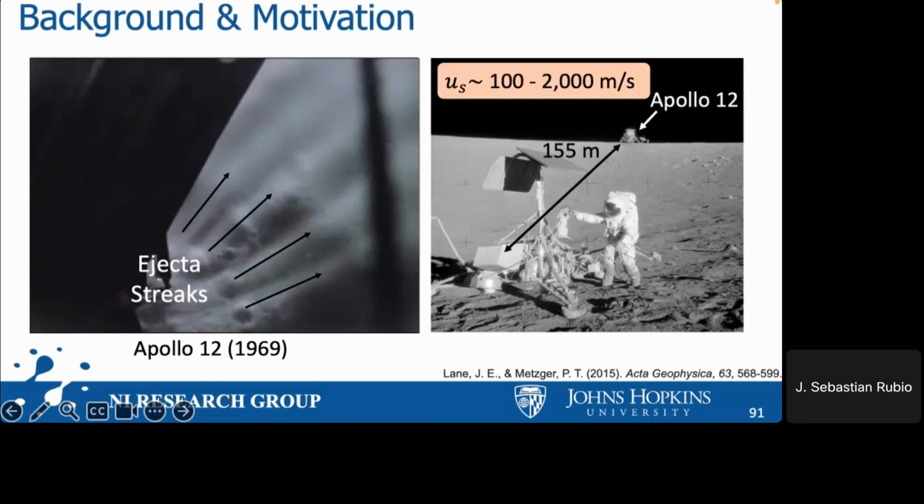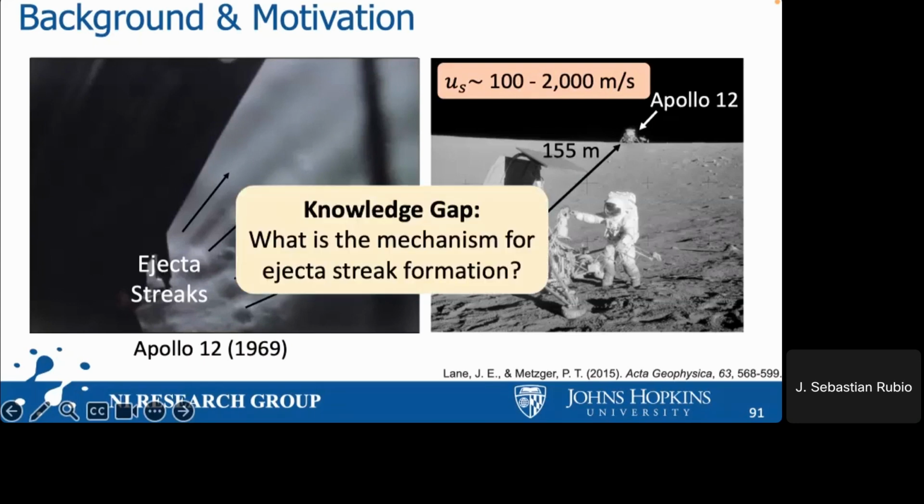So next, please. Clearly the knowledge gap from all the literature is that we don't really understand the mechanism that's generating this streak phenomenon, right? This is very key that we need to understand.